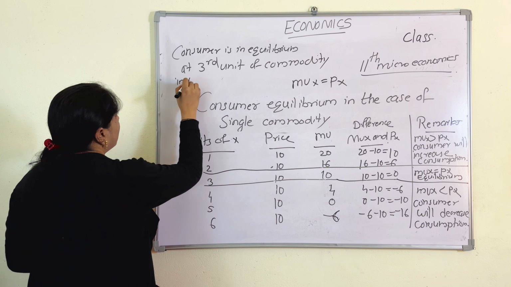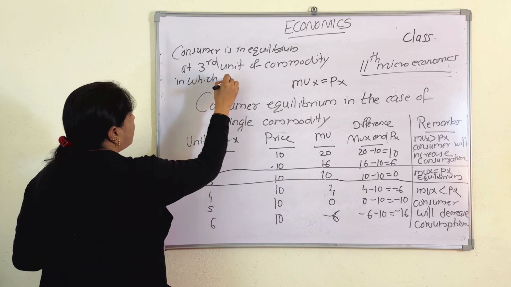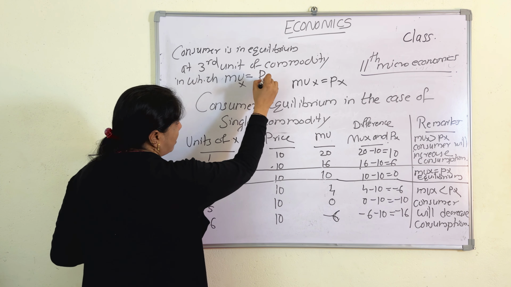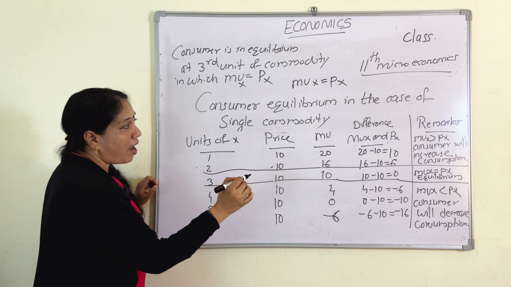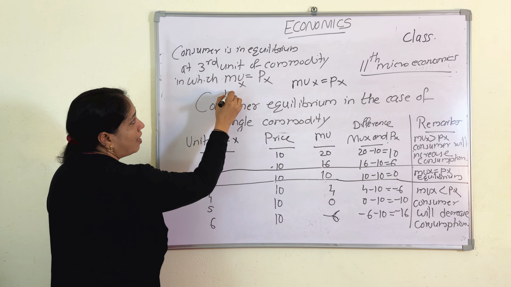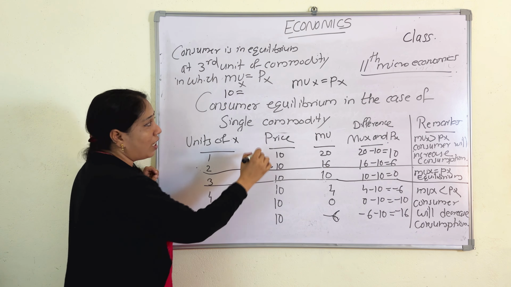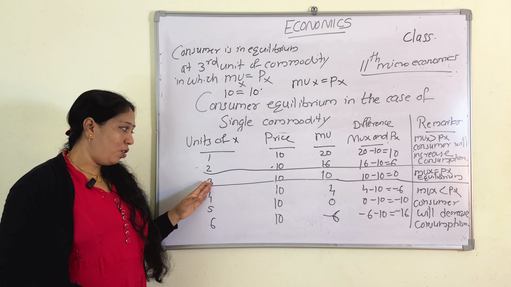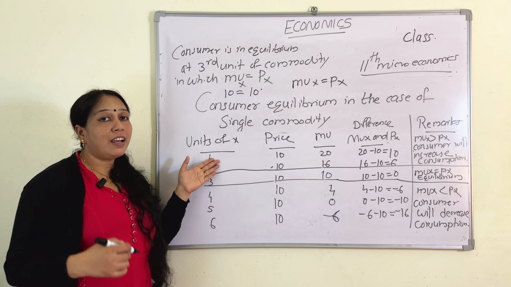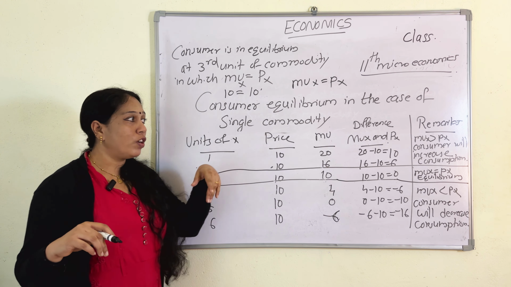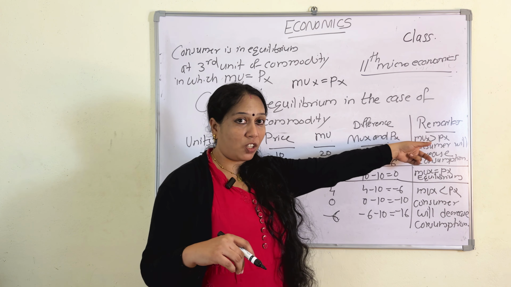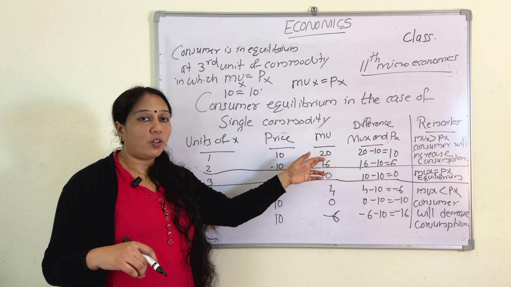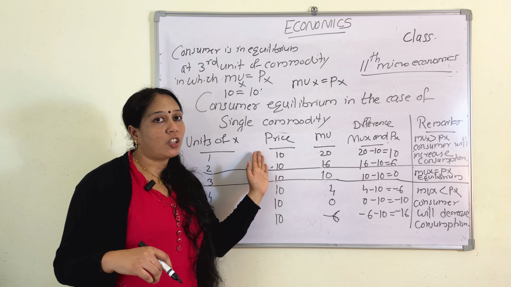in which marginal utility of X commodity is equal to price of X commodity. That is, marginal utility of X commodity is 10 and price of the X commodity is also equal to 10. So the consumer is in equilibrium at the third unit. And before that the consumer is in disequilibrium because marginal utility is more than the price of X commodity, at the first and second unit. Here marginal utility 20, 16, it is more than the price of 10 rupees.